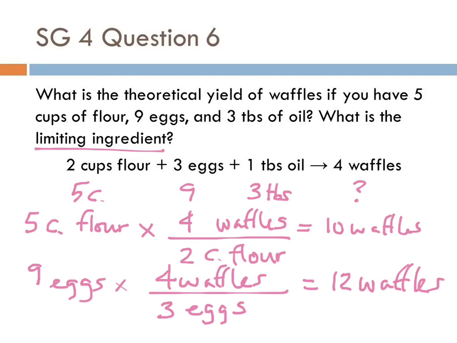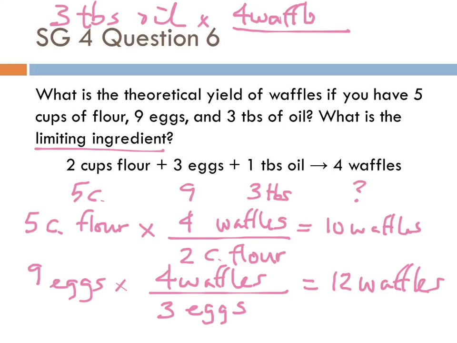The other ingredient is 3 tablespoons of oil. And we're going to get 4 waffles. I don't know why I remember this. My now 13-year-old used to call them foo-foo when he was like 2 years old. We have 4 foo-foo for every 1 tablespoon of oil. So if we had enough flour and eggs, then we could make 3 times 4 or 12 waffles.